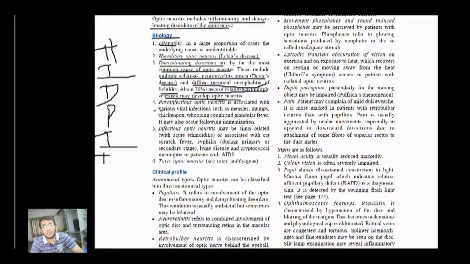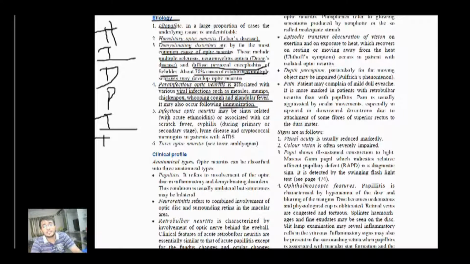Now PIT. P for para-infectious optic neuritis. It is associated with various viral infections such as measles, mumps, chickenpox, whooping cough, glandular fever. It may also occur following immunization. This is known as para-infectious optic neuritis. It is associated with various viral infections.